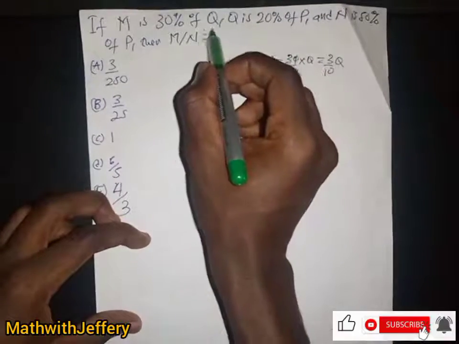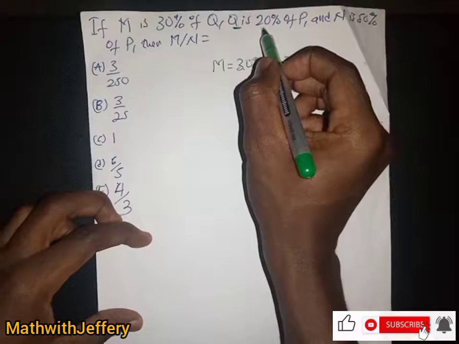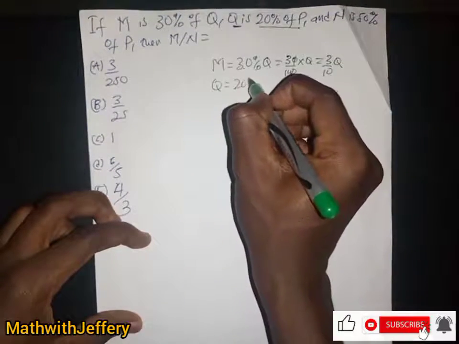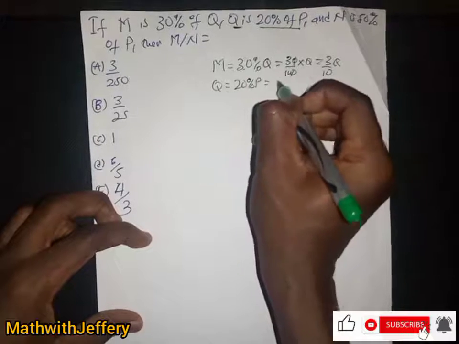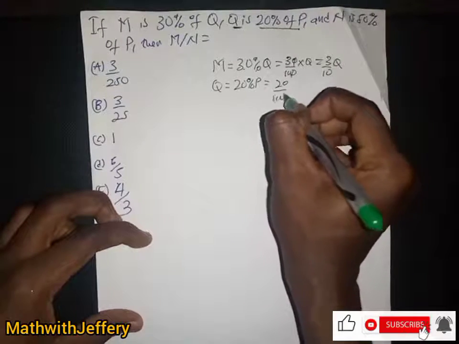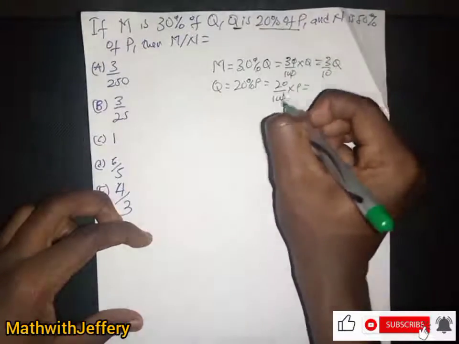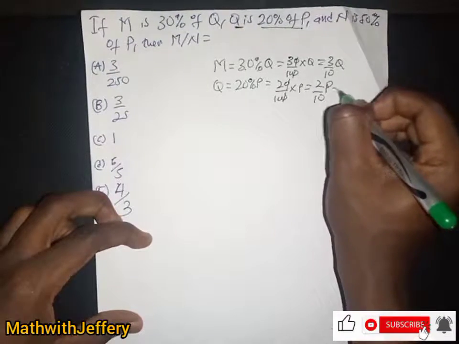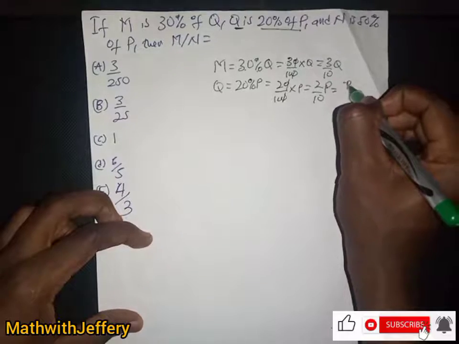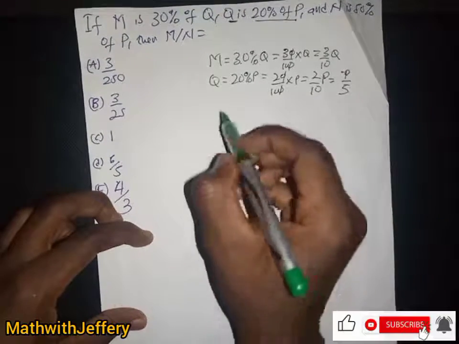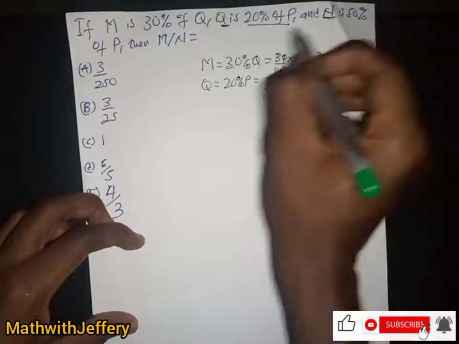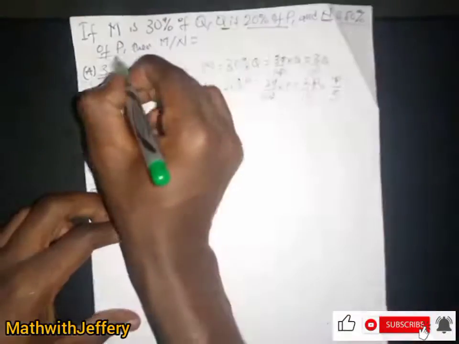Now it went on to say that q here is 20% of p, so q here is just 20 divided by 100 multiplied by p. So this cancels that, and we have 2 over 10 p, which is the same as p divided by 5, right?